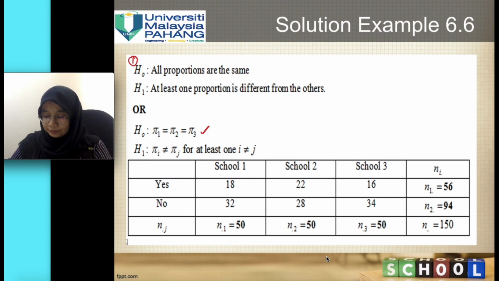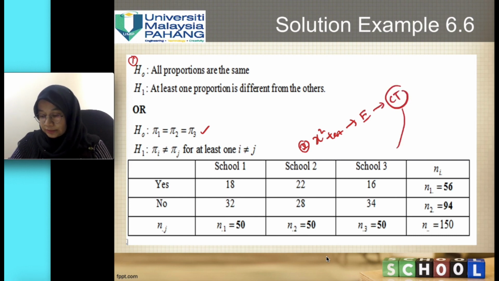Step number 2, you need your chi-square test. In order to get the chi-square test, you need the E. And in order to get the E, you have to build a contingency table. So this is your contingency table. First, sum row 1, sum row 2. Sum column 1, column 2, column 3. And then the overall total.